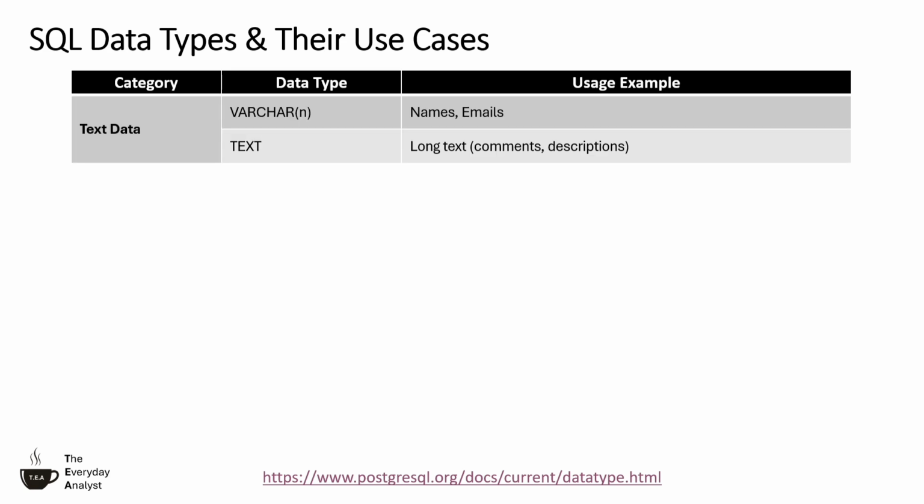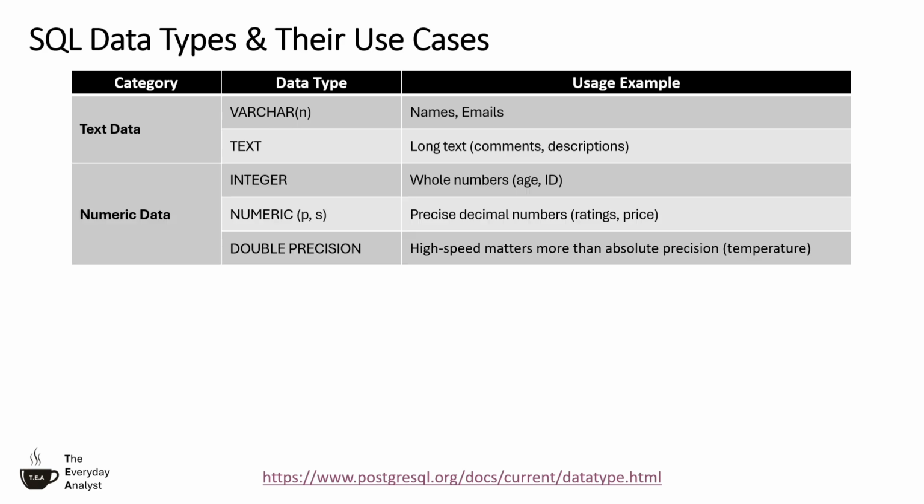So the first category is text data. Within that, we have varchar for short variable length text like names and email. Text is for longer text like product description or comments. The next category is numeric data. Integer is for whole numbers like age or ID. Numeric is used for precise financial values like salaries or prices. This ensures exact calculations without rounding error. We can specify the precision and scale while defining a numeric value.